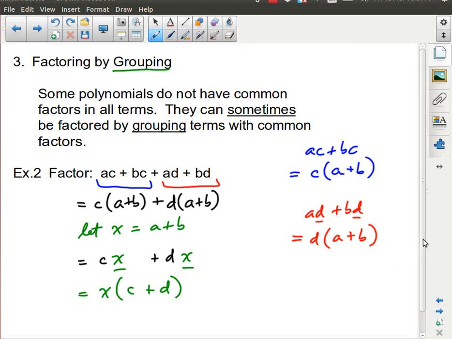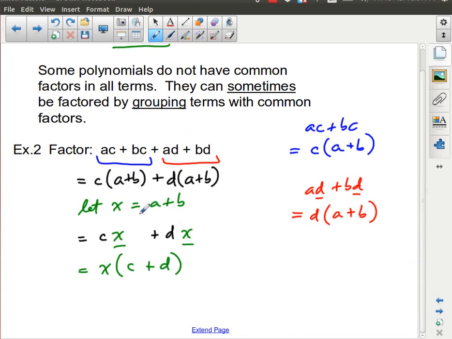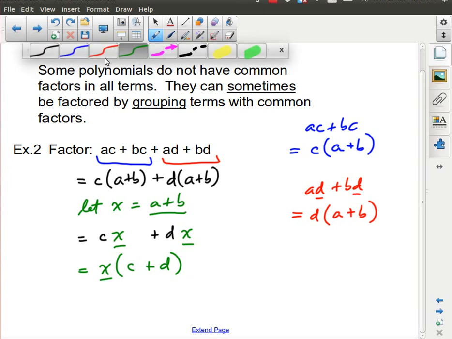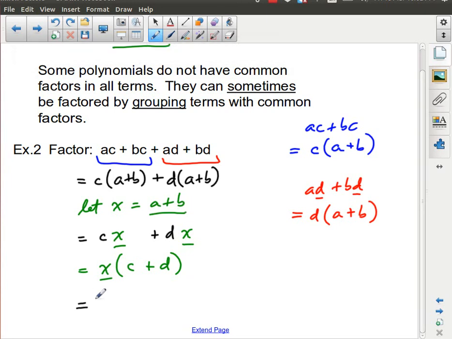And one last step. But what is X? This X is the same as A plus B. And so now I come all the way back around. Instead of X, I put back in A plus B. And I keep my C plus D. So this, using factoring by grouping, was reduced to this.